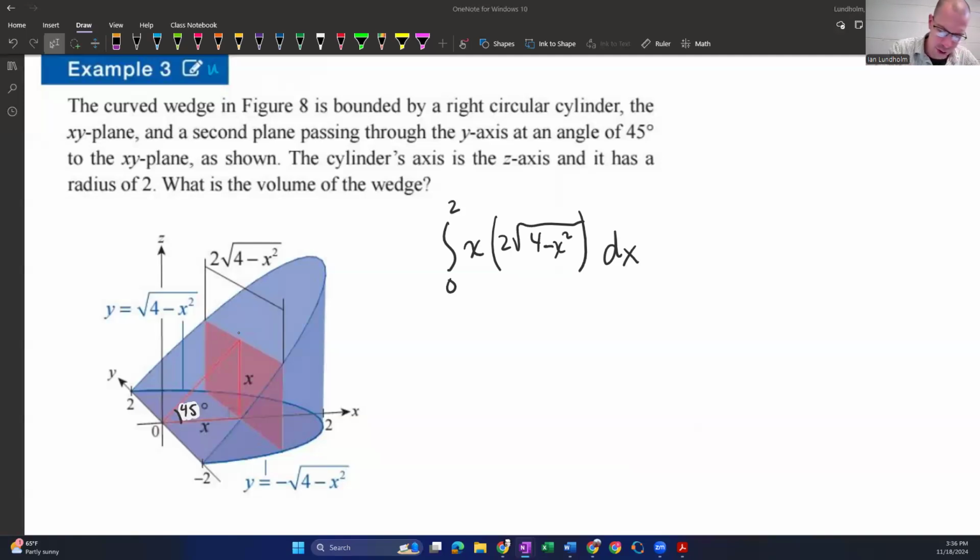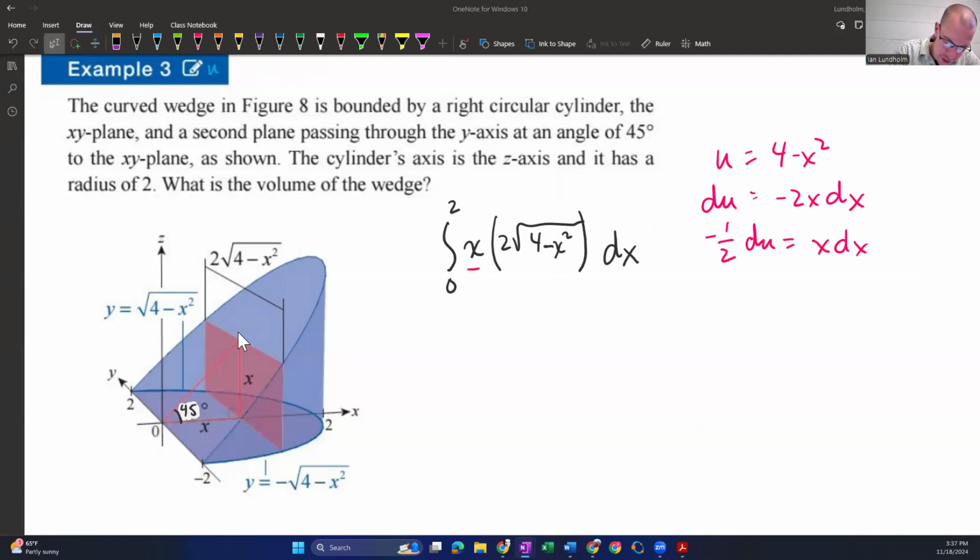Do I have some room? Sure. All right. U, we'll make that the inside function. So u equals 4 minus x squared, du equals negative 2x dx, and negative 1/2 du equals x dx when we divide both sides by negative 2. So we should be able to substitute out x dx and get a du, and then do the rest of it as 2 times the square root of u.